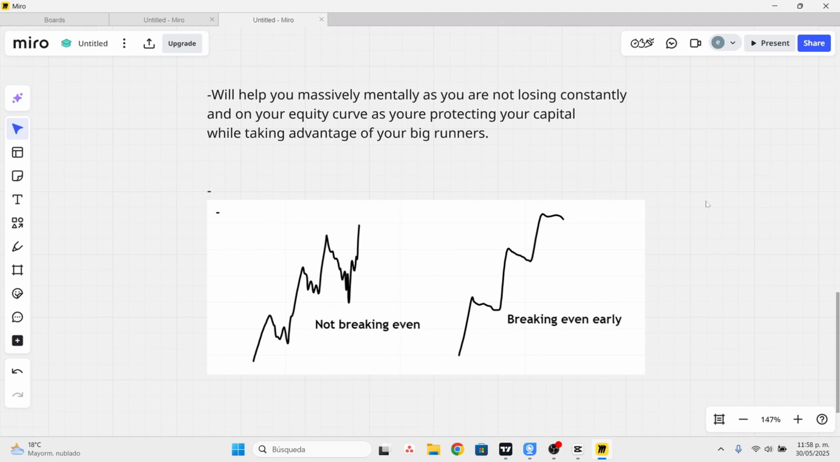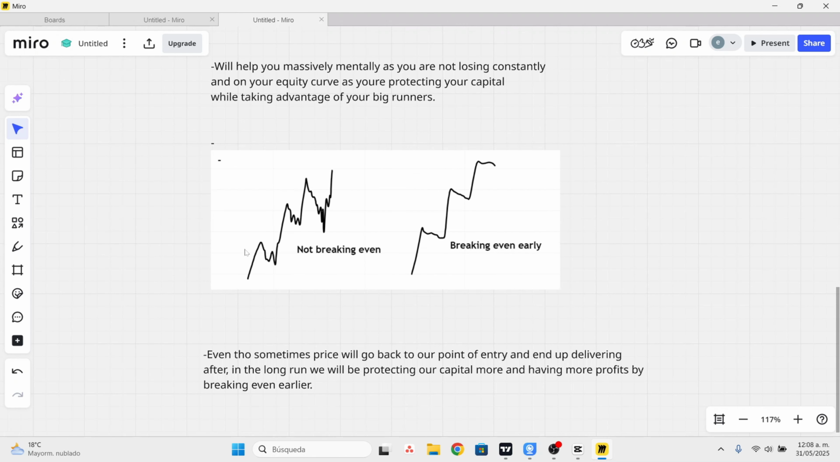It will help you massively mentally as you're not losing constantly, and on your equity curve as you're protecting your capital while taking advantage of your big runners. So for example, this is an equity curve that is not constantly taking as much break-evens as this one. As you can see, the equity curve is worse. Mentally, it's gonna mess you up more because you're taking more losses, it's going more sideways, and it's taking you longer to create new highs. The drawdown is also longer, so of course it's gonna mentally mess you up. And this one, it goes more sideways, the drawdown is less, and you create new highs faster.